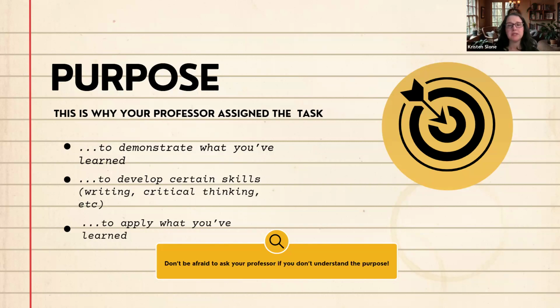The bottom line with the purpose is don't be afraid to ask your professor if you don't understand the purpose. And I loved, Gina, I think it was you that gave the example, right? I'm writing this 10-page paper about all these different things and why? Like, why am I doing this? I don't understand. Ask your professors. They are grateful when you ask for clarification.